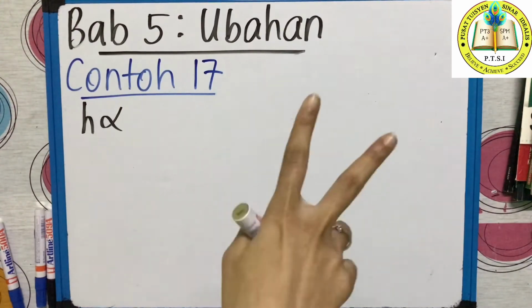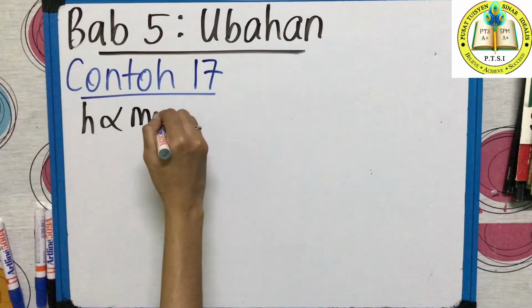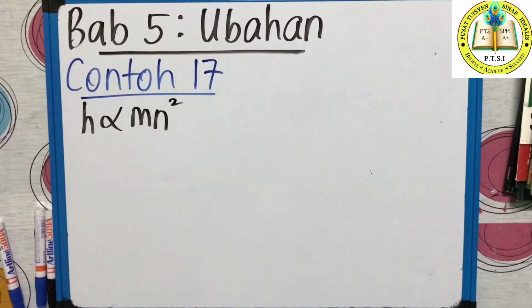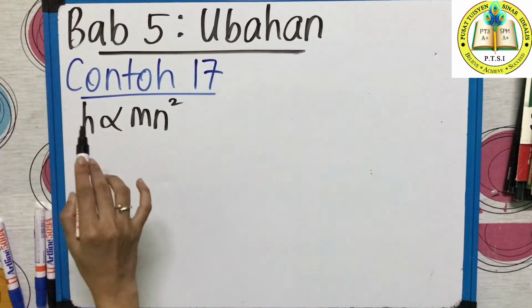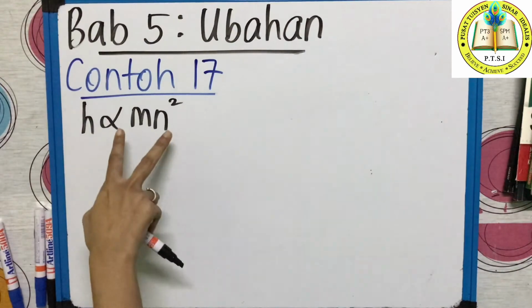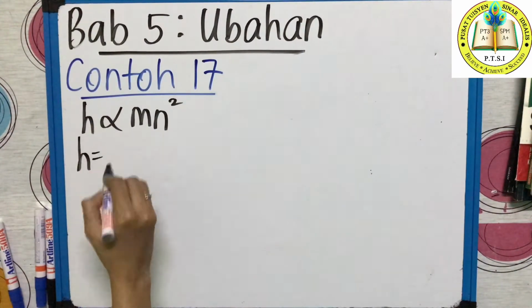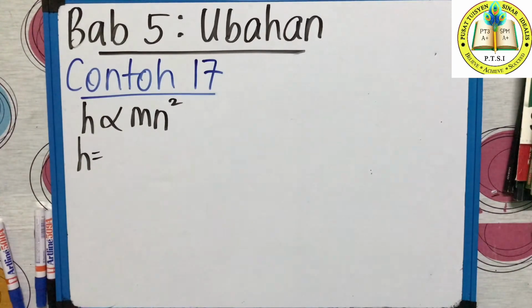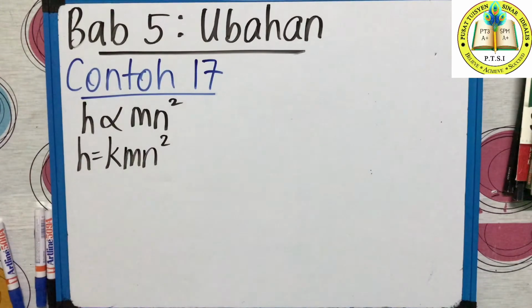Now they give 2 letters at the back. Berubah secara langsung dengan M dan N kuasa 2. This is how you supposed to write. Even though they gave you 2 letters, H berubah secara langsung dengan M dan N kuasa 2, teacher put it together. Now when you write the equation, H sama dengan, what teacher say after equal? K. So K M N kuasa 2.